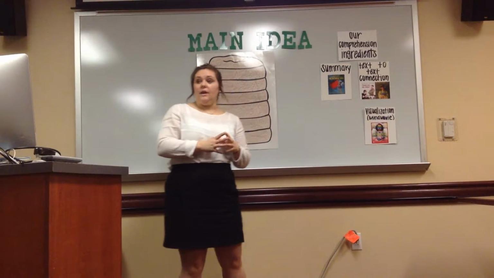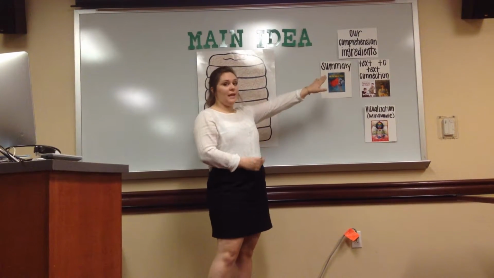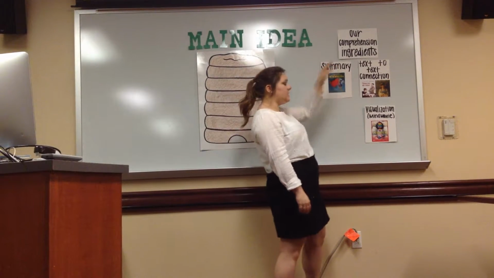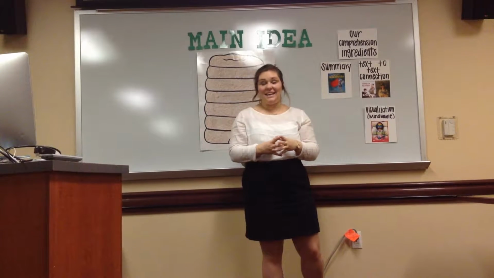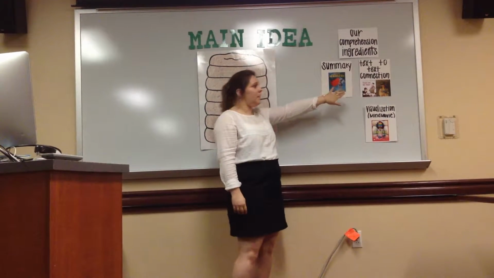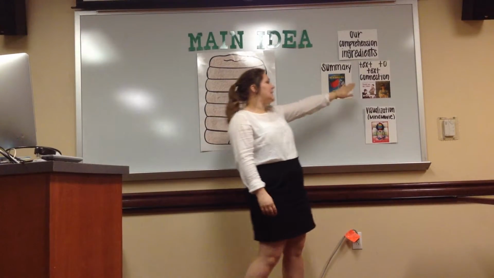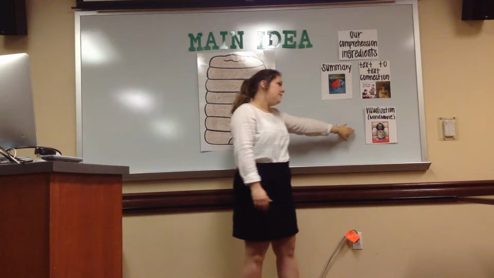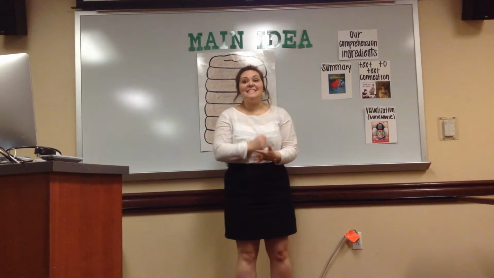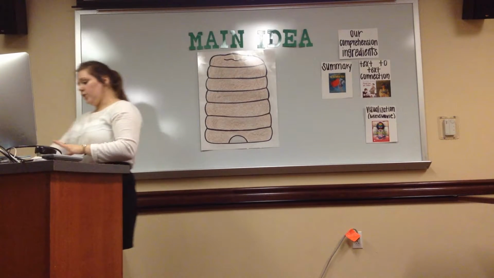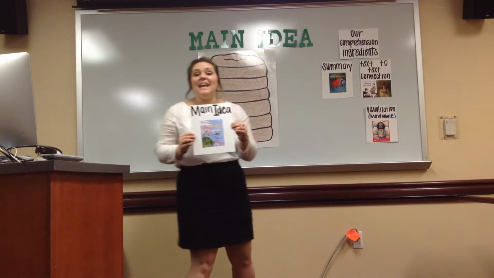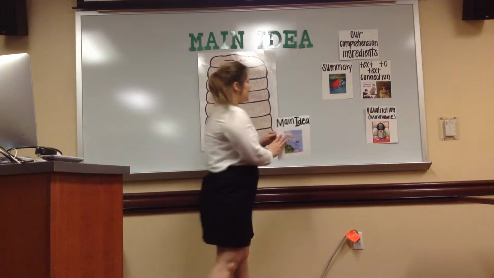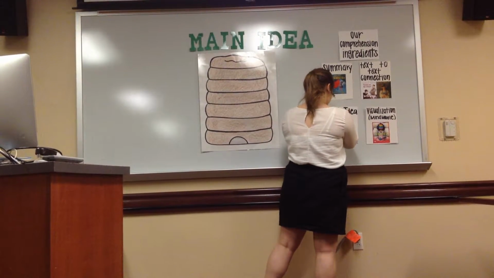We have been learning and reading about comprehension, and we've been learning new comprehension ingredients to make our overall comprehension cake. The ones that we've talked about so far are summary, text-to-text connection, and visualization, and today we're going to add another ingredient to help us. The ingredient we're talking about today is main idea. So we're going to put that with our ingredients.